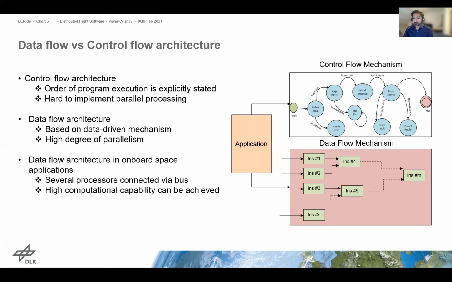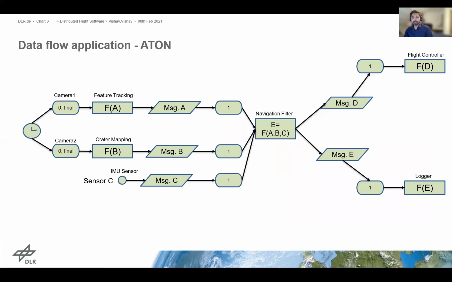In space systems, several onboard applications are programmed using the data flow mechanism. The parallelism in these applications can be utilized to enhance the computational capability of the system. Computational tasks can be distributed among multiple processors and hence improve the overall performance of the system. In the past, various onboard applications have been developed as per data flow architecture.